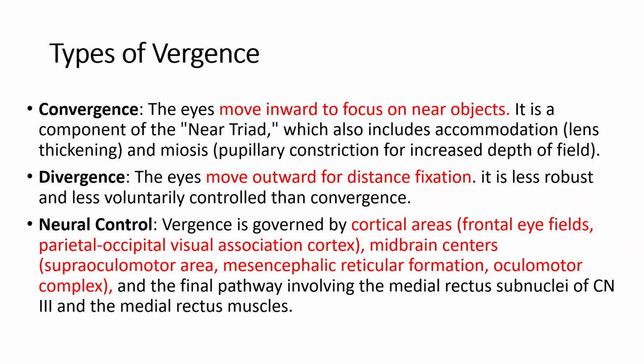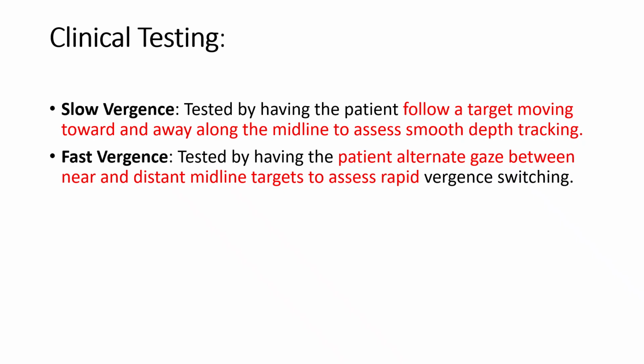Clinical testing. Slow vergence is tested by having the patient follow a target moving towards and away along the midline to assess smooth depth tracking. Fast vergence is tested by having patients alternate gaze between near and distant midline targets to assess rapid vergence switching.